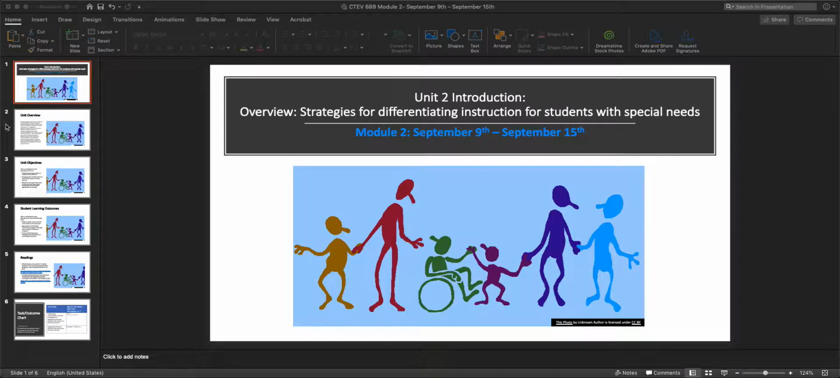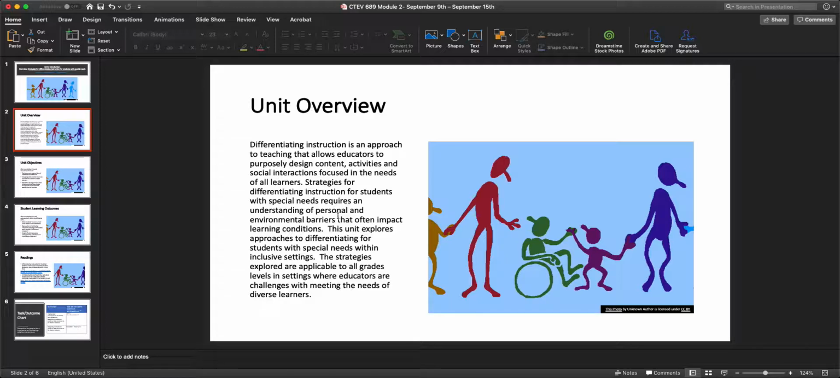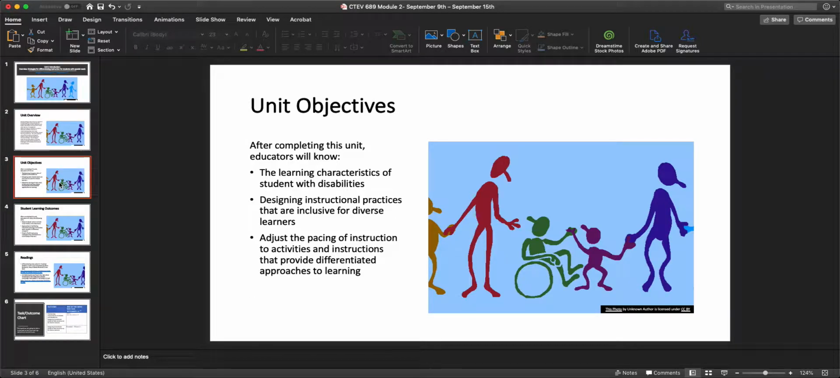So I tried to focus it in on 3 different aspects, and we'll get to that when we get to lecture 2 that reviews the reading. So for this unit, differentiated instruction is an approach to teaching that allows educators to purposefully design content, activities, and social interactions focused on the needs of all learners, which we all know. Strategies for differentiated instruction for students with special needs requires an understanding of personal, environmental barriers that often impact learning conditions. This unit explores approaches to differentiating for students with special needs within inclusive settings in a general sense, but also specifically by looking at not just their outcome, but also the process and the product, the how, the what you want them to achieve. That's where the how comes in.